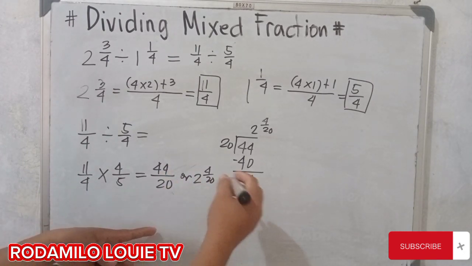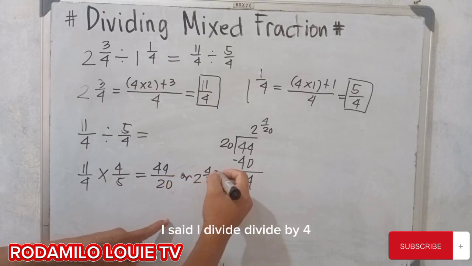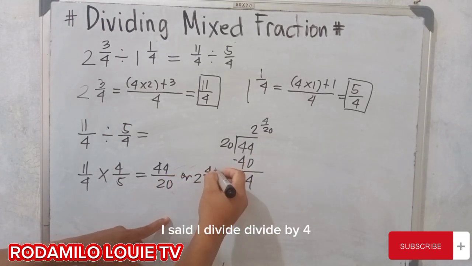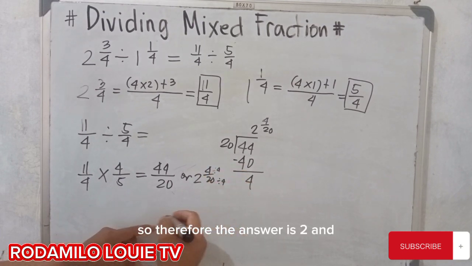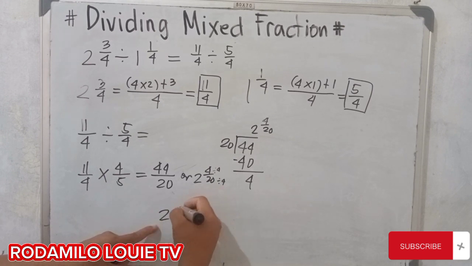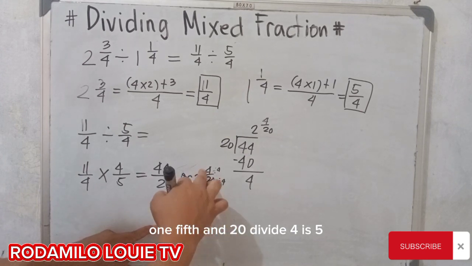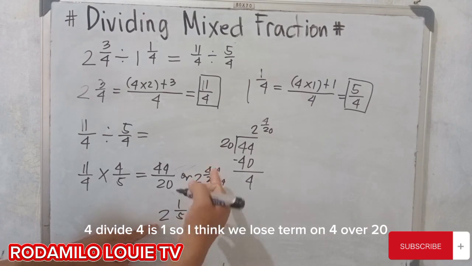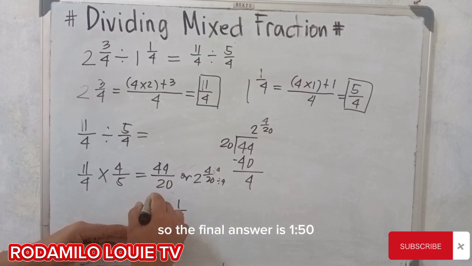So therefore, our final answer: divide by 4. Our answer is 2 and 1/5. 20 divided by 4 is 5. 4 divided by 4 is 1. So that's the lowest term of 4 over 20. Our final answer is 2 and 1/5.